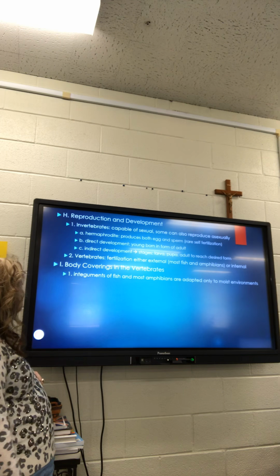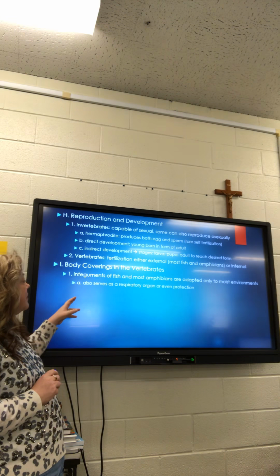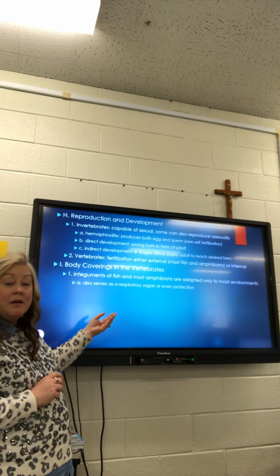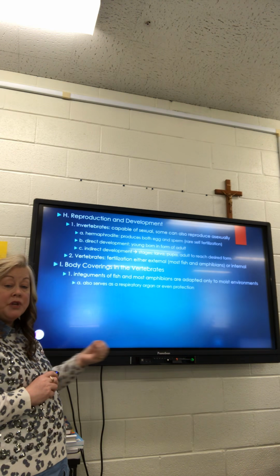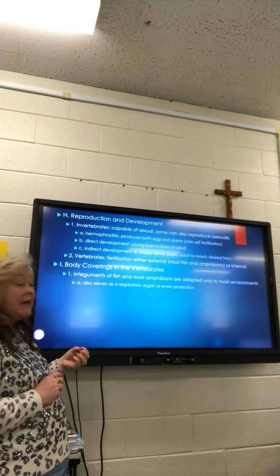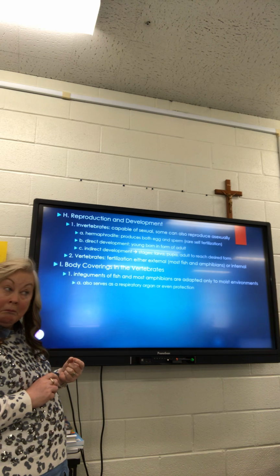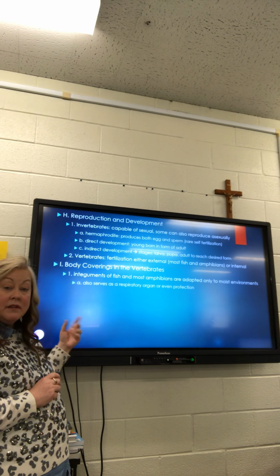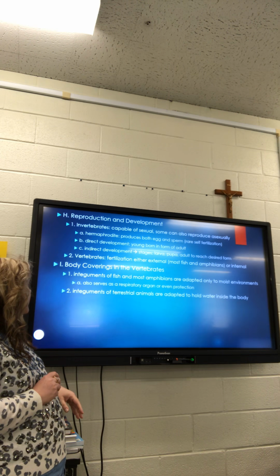Food for thought. Well, it also serves as a respiratory organ, meaning some organisms breathe through their skin. They exchange oxygen and carbon dioxide with their environment, and they can even use it as protection. Spines, quills, pretty cool stuff.